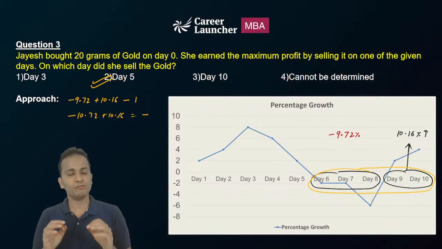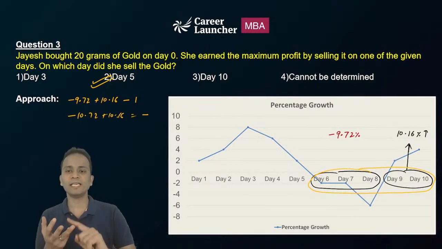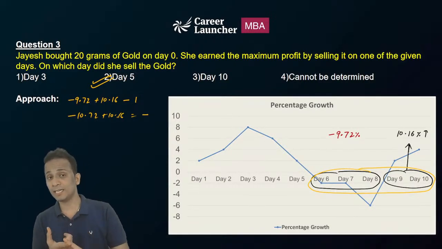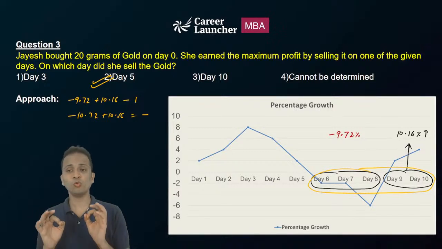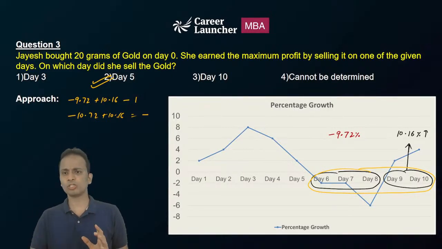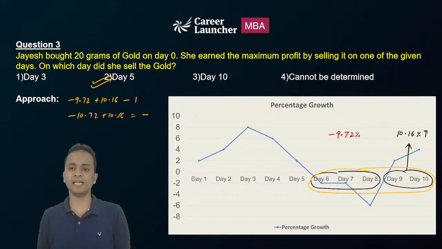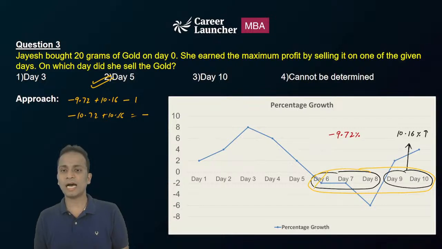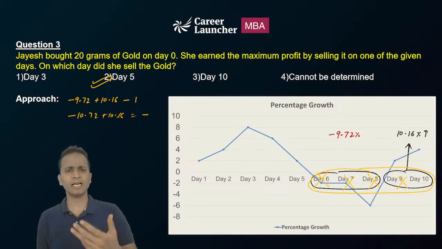Okay, we are clear that day 6, day 7, day 8 and day 9 the price will not be higher. Because out of day 9 and day 10, since there is a growth on day 10, the price on day 10 will be greater than day 9. So I can eliminate day 6, day 7, day 8 and day 9, and they are also not given in the options, right?